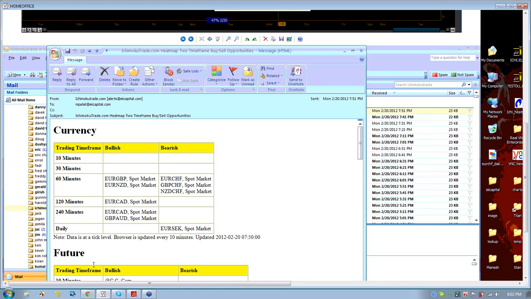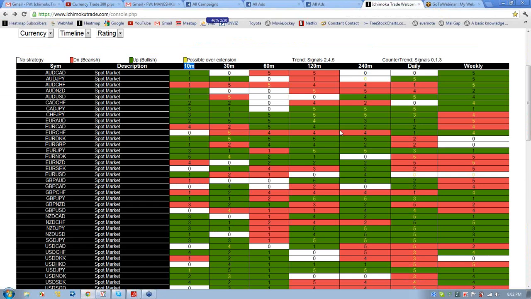But then they go hand in hand. This email module is derived from the heat map. What I tell my students is that when they're learning, they're going to go solely off this email module, not even the heat map at all. Once they get experience in looking at charts and looking at these opportunities and finding out how these multiple time frames work, then they can go to the heat map and look at these individually.